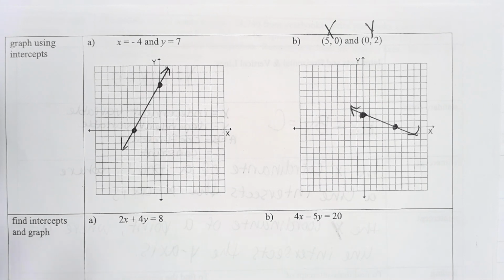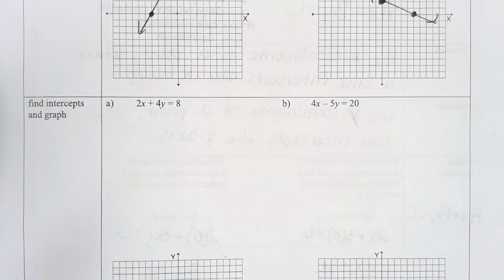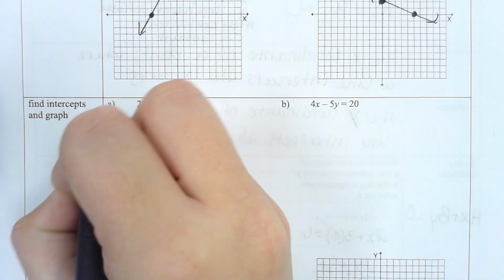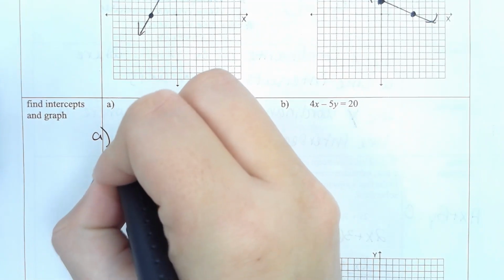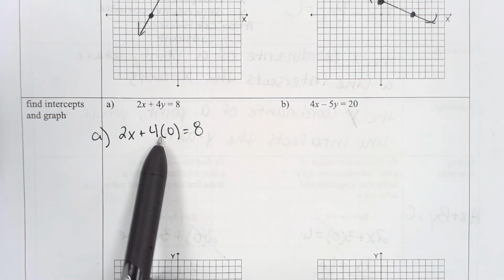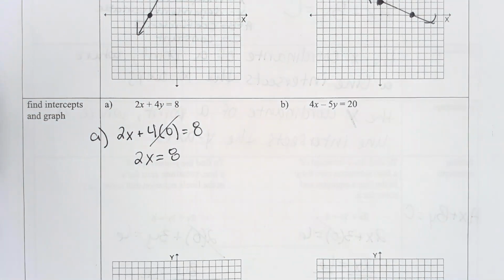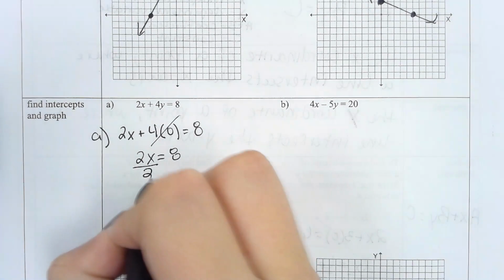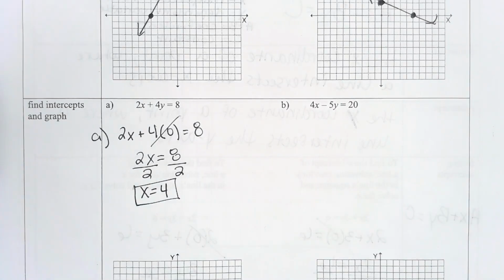So let's take everything that we've done so far and put it into one problem now. So we are given our equations, so we first need to find our intercepts, and then we're going to graph it. So once again, if I want to solve for x, I need to plug in or substitute in 0 for y. So 4 times 0 is just 0, so those will cancel. We're left with 2x equals 8. And then to get x by itself, we just need to divide by 2 on both sides, and we get an x-intercept at 4.